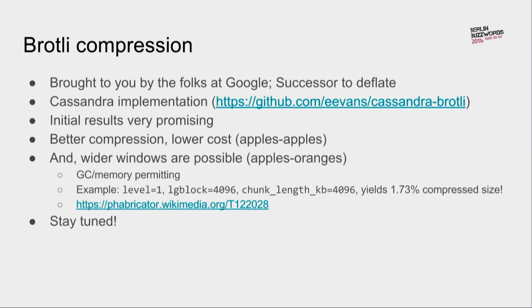But one of the things that Brotli will let you do is open that window up. And so now we can almost treat it like a binary differ. I'll post these slides afterwards, and I have links to some tickets here. There's a little bit more detail in this ticket on the slide. One of the examples was documents that were 250K in size, and with a 4 meg chunk length and a corresponding Brotli window size, we were able to get compressed sizes of 1.73% of the original, which is really, really good.